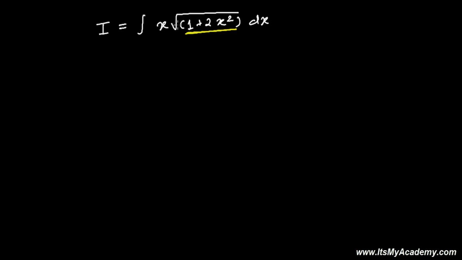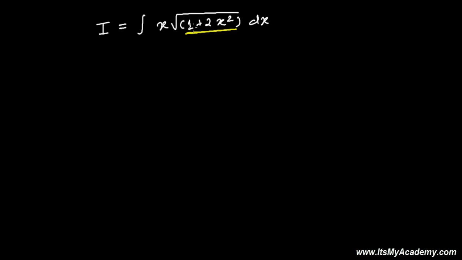Alright, 2 is just a number. We can move it up and down; that does not matter. We can write it in the numerator or in the denominator. That's not the big problem. But after differentiating x square, what will you get? You'll get x, and that is already present outside.